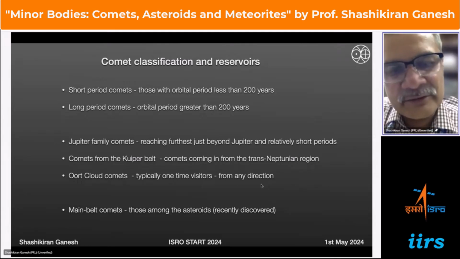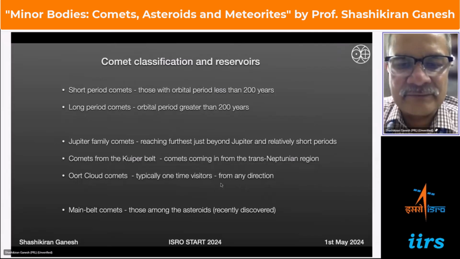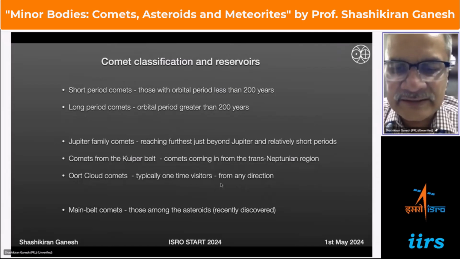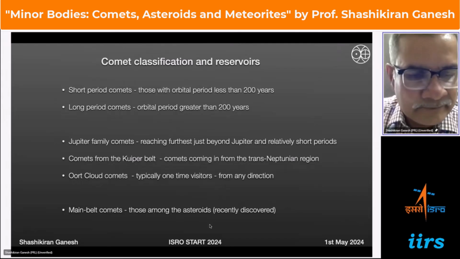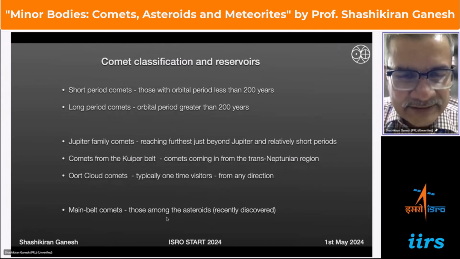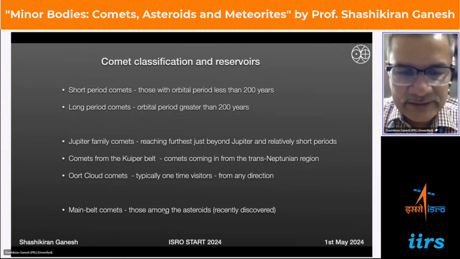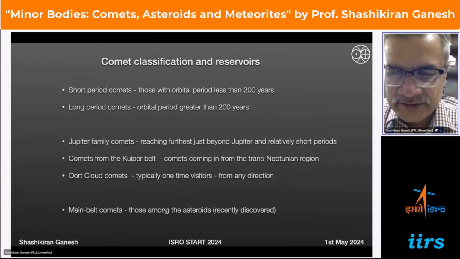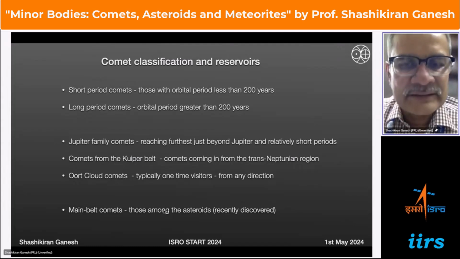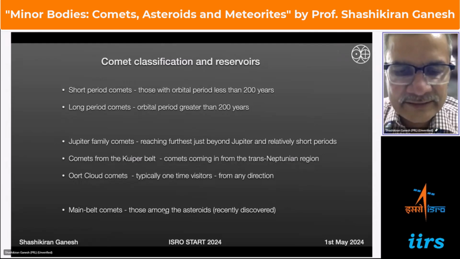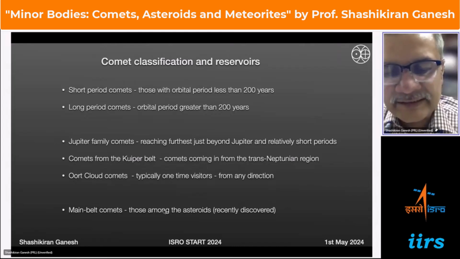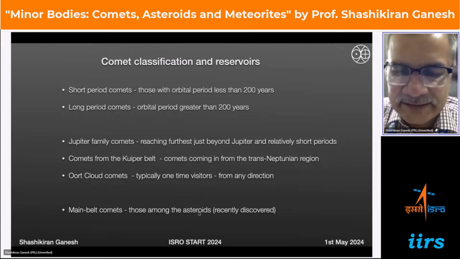And then, of course, you have the Oort cloud comets, which are mostly one-time visitors, or after their first visit they may eventually become periodic comets. And then recently, as I mentioned, there has been the discovery of main belt comets among the asteroids. These are also quite interesting objects to learn why they are showing activity, although they have orbital parameters like the asteroids. In fact, some people call them active asteroids.